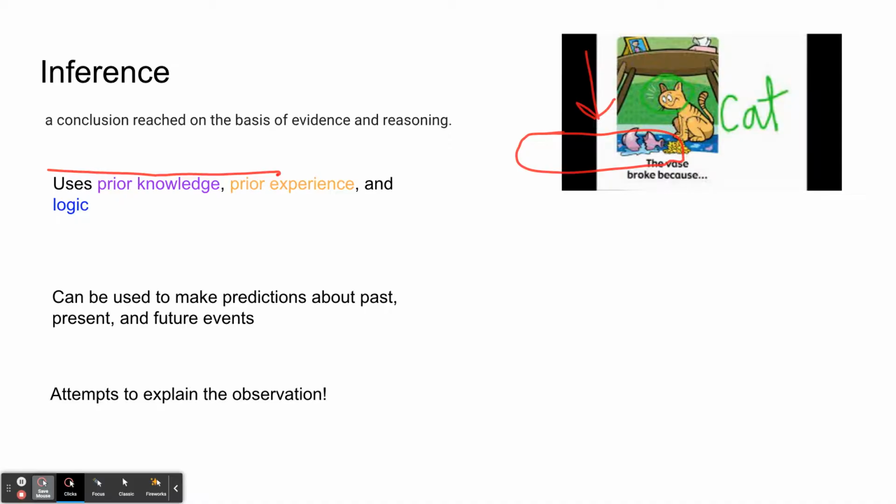Now, I can do that based on my knowledge of cats. I know that cats tend to knock things over. I know cats are curious. And using logic, I come up with the inference that the cat broke the vase. So that's an example of an inference.